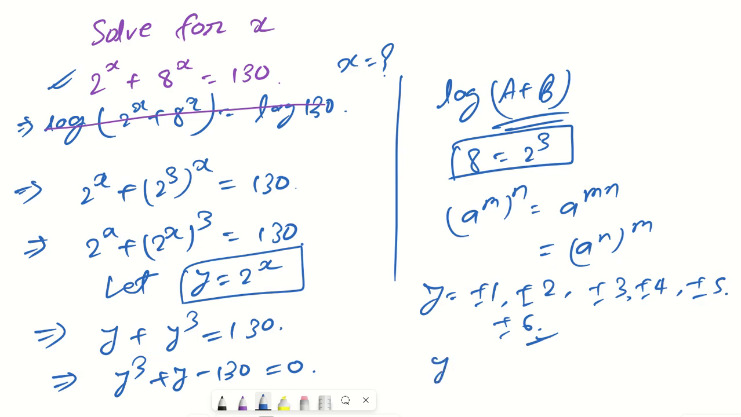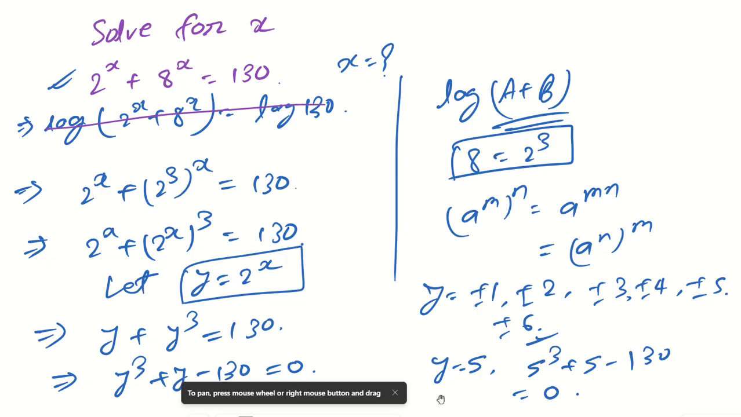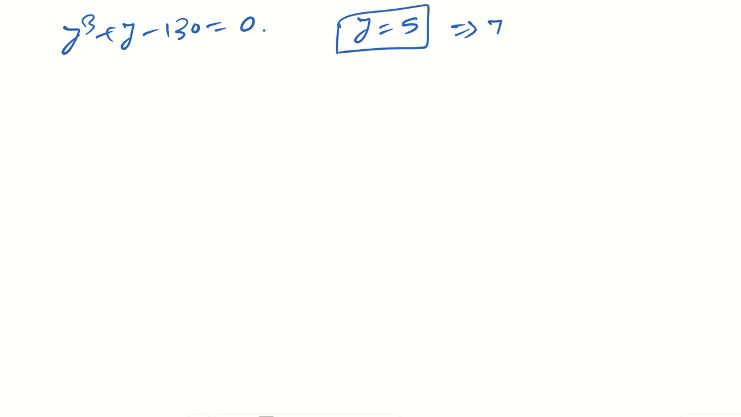So if I put y equal to 5, it is going to give me how much? 5 cube plus 5 minus 130. So this is going to give me 0. It means y equal to 5 is one of the roots. Okay, so we have identified the root. We have y equal to 5. So we have the equation y cube plus y minus 130 equal to 0, and we have y equal to 5 as one of the roots. That means y minus 5 will be 0. Understood?